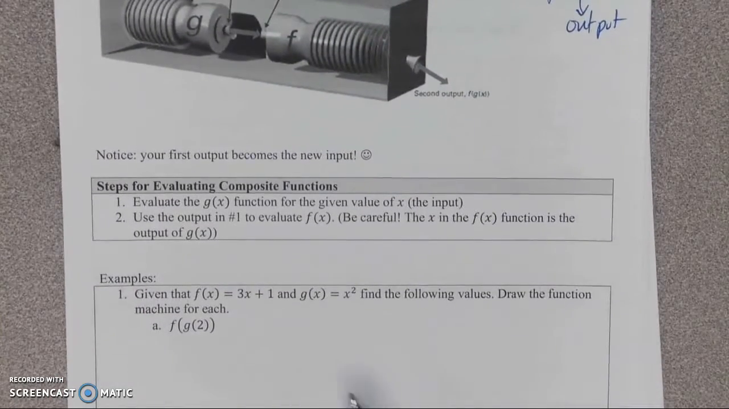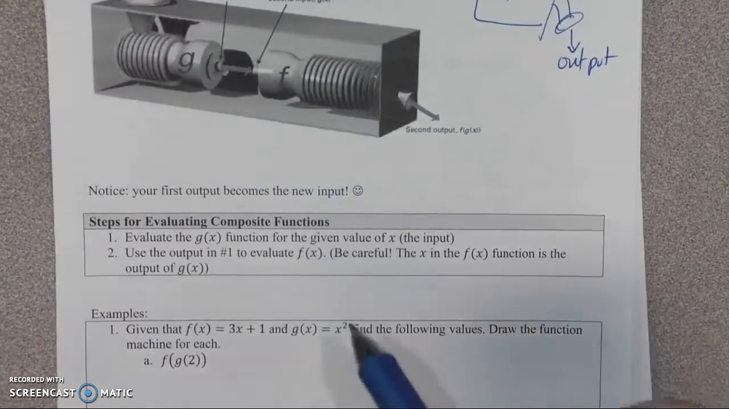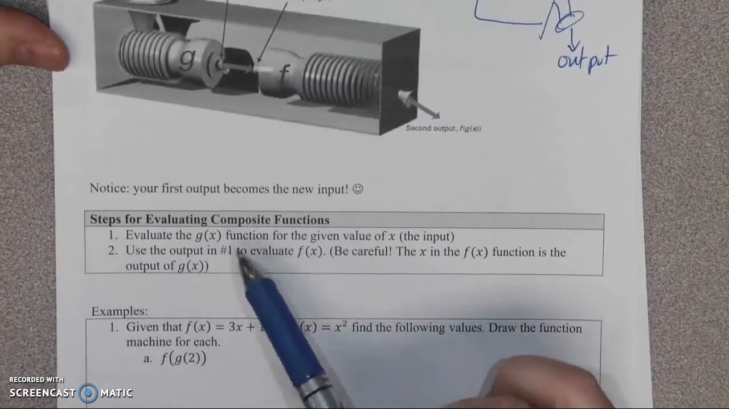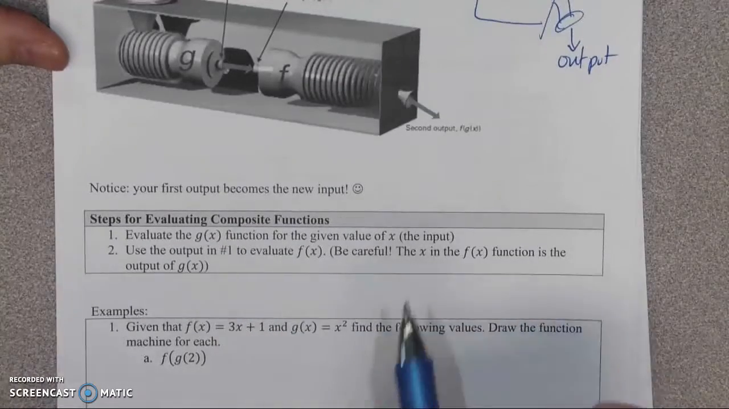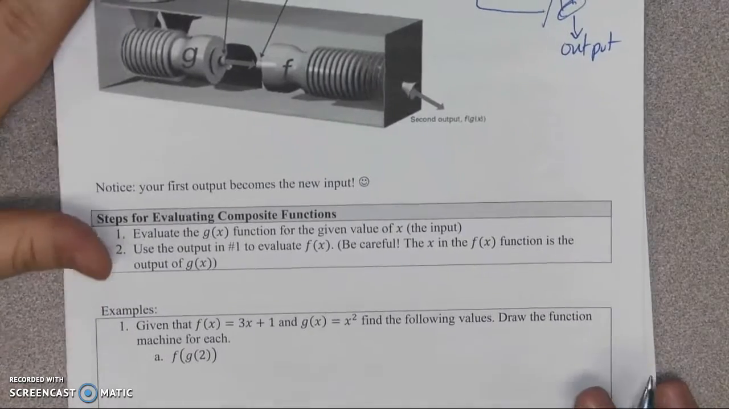So your steps for evaluating composite functions. Evaluate g of x first, and then evaluate f of x. So evaluate the inner function first, and then evaluate the outer function.